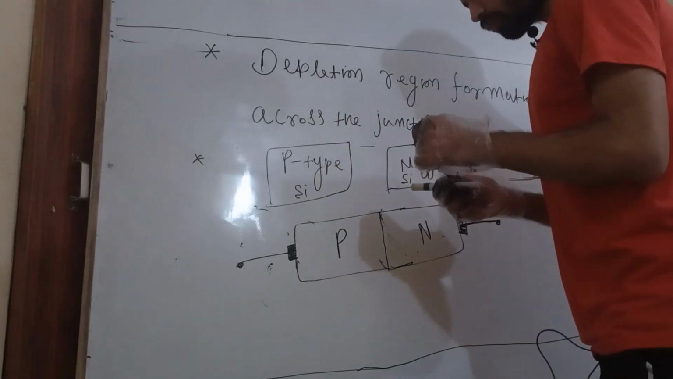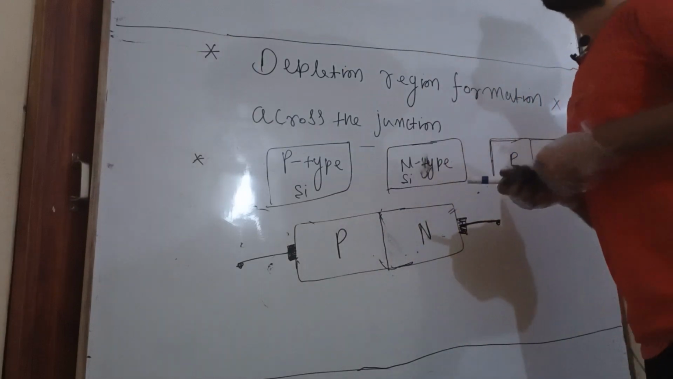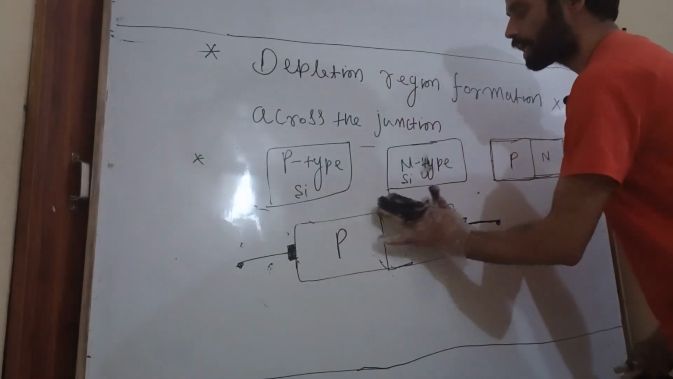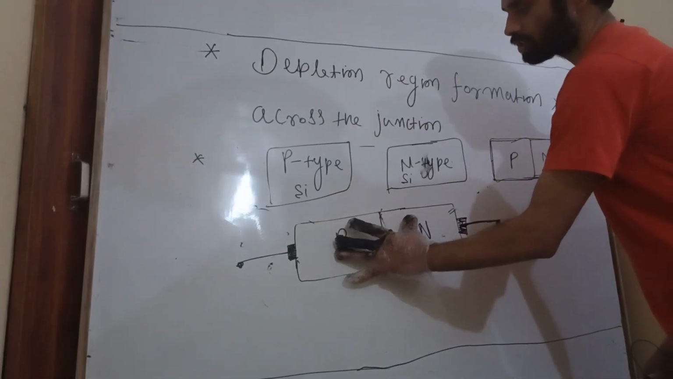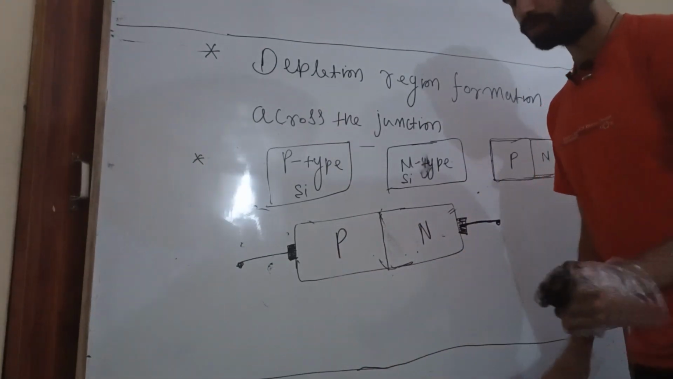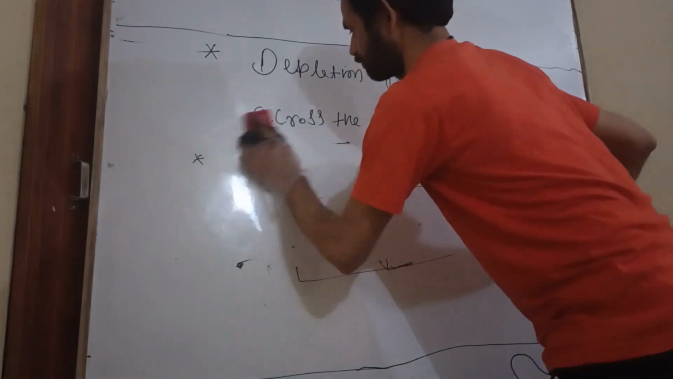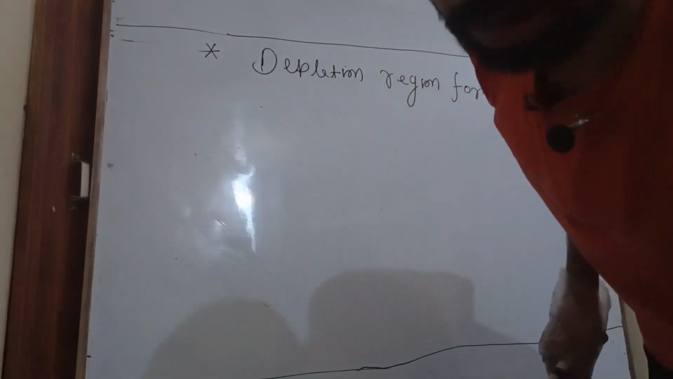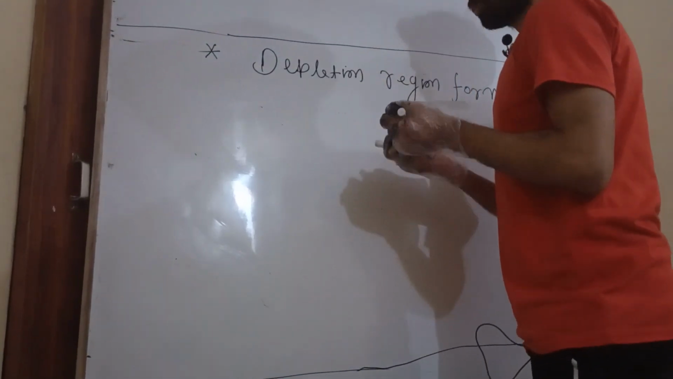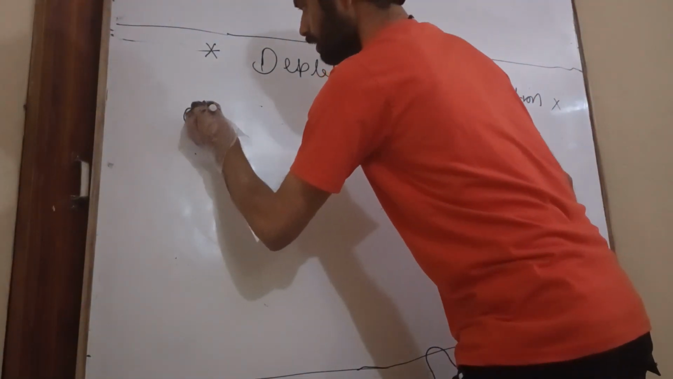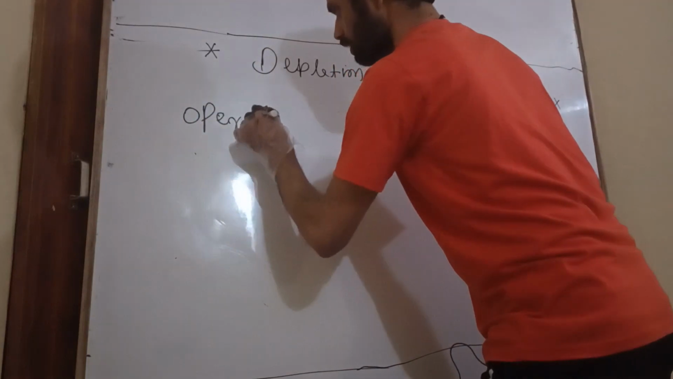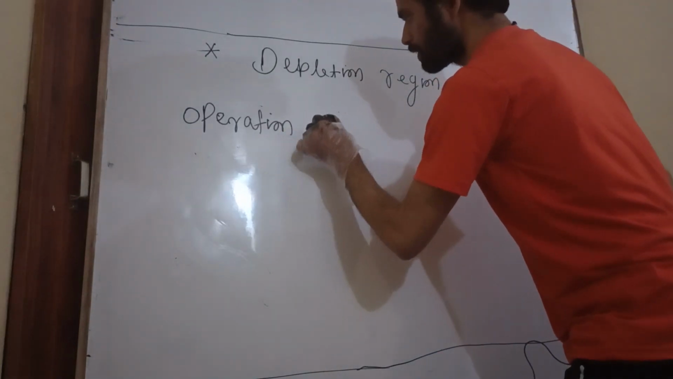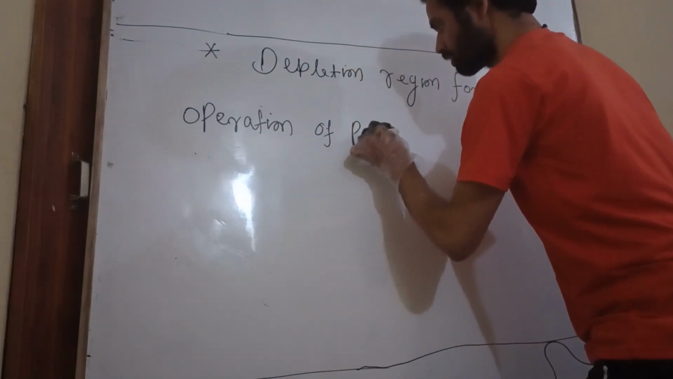Now we will see how this depletion region forms across the junction. For that we have to go for the open circuit diode, the operation of the open circuit diode. We will see the operation of the PN junction under open circuit condition.